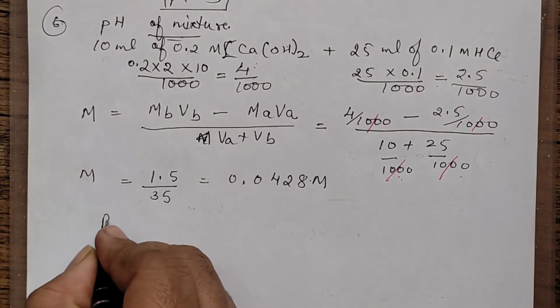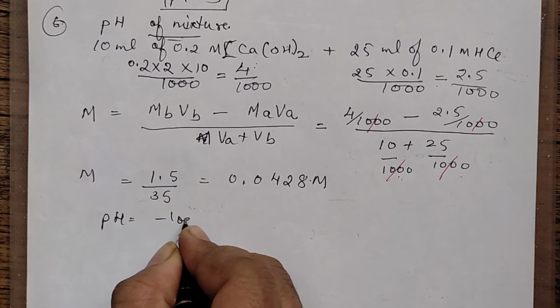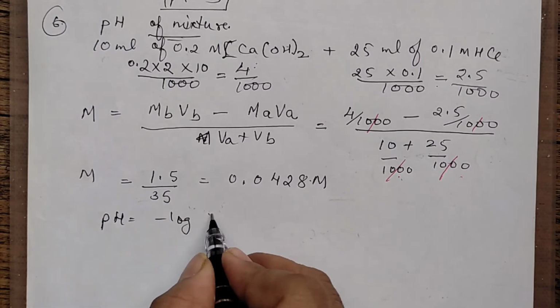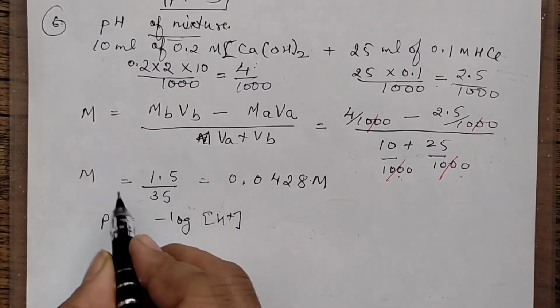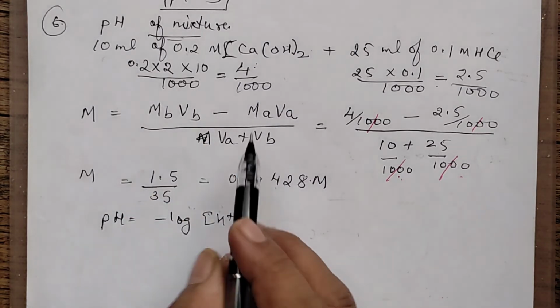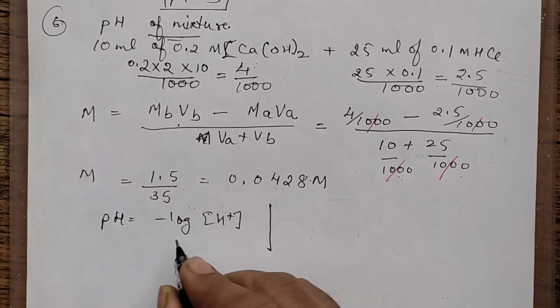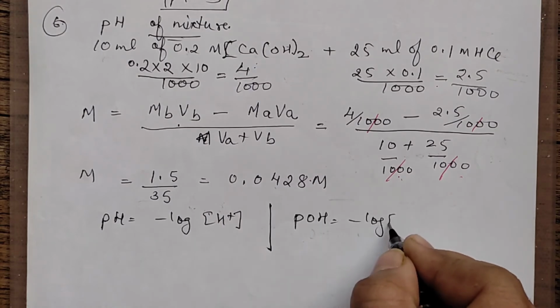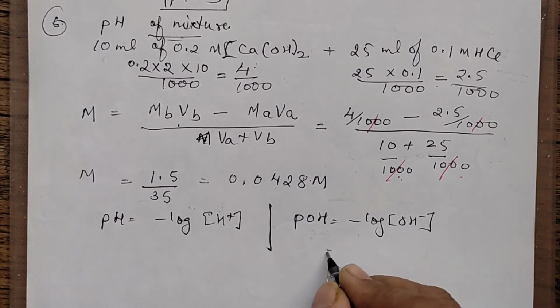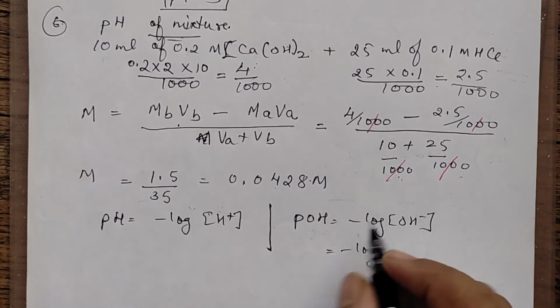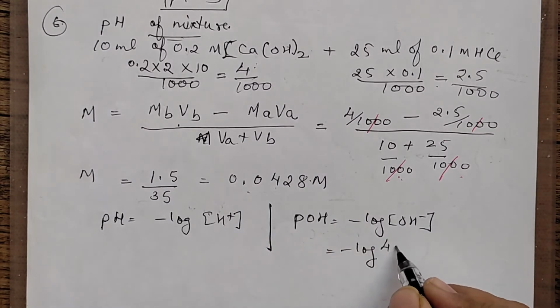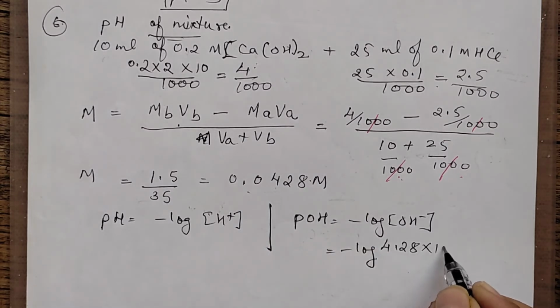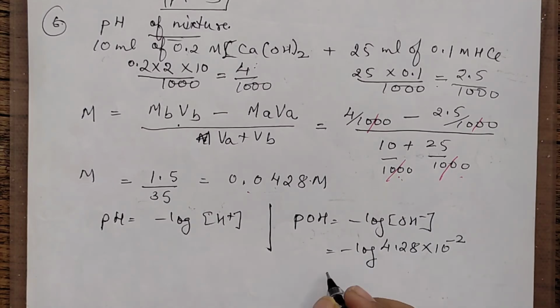So what is the pH formula? pH is equal to minus log of H plus. But here we have more product for the base, so instead of using pH, we will use the pOH formula. pOH is equal to minus log of OH minus concentration, that is minus log of this value. Write this value in scientific notation, 4.28 into 10 to the power minus 2. Now you can open up the bracket: minus log of 4.28.